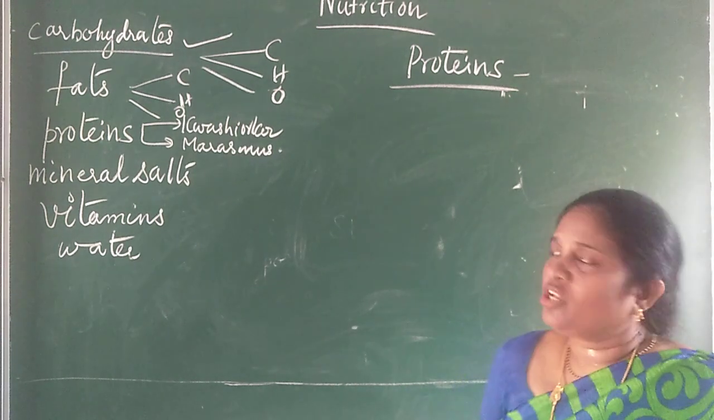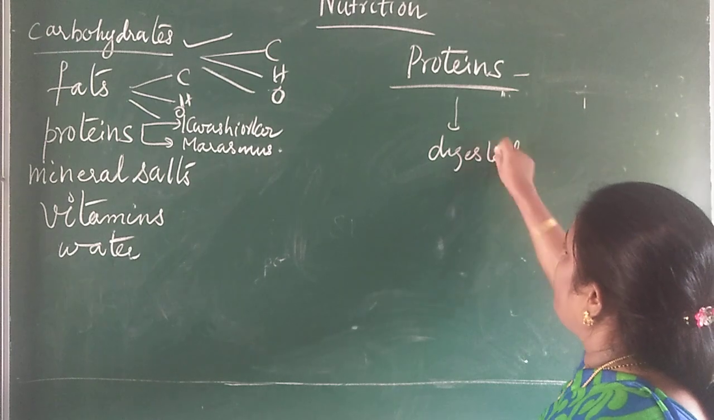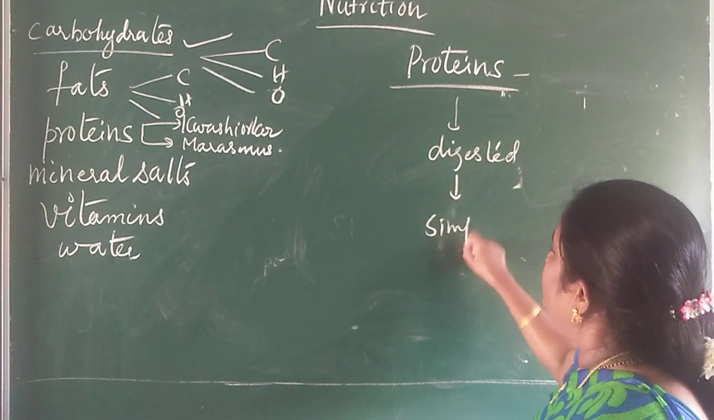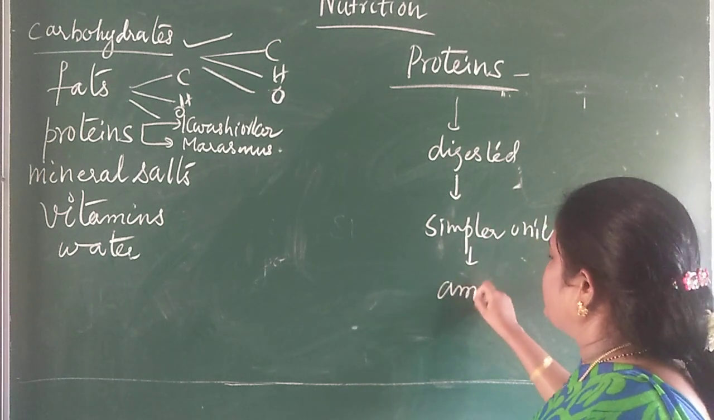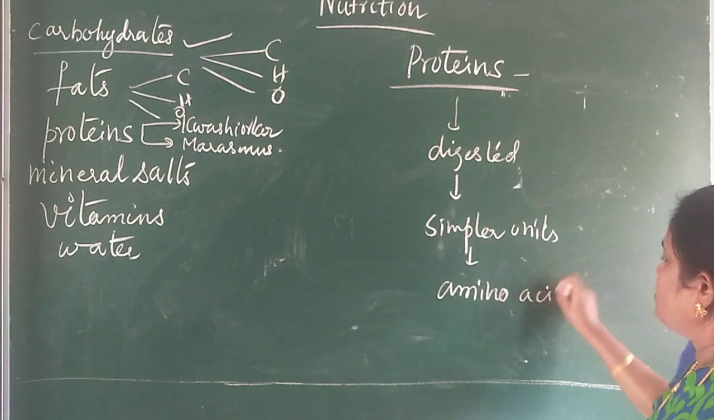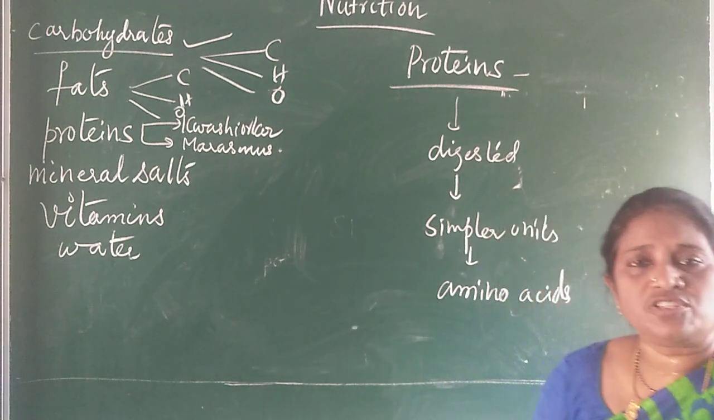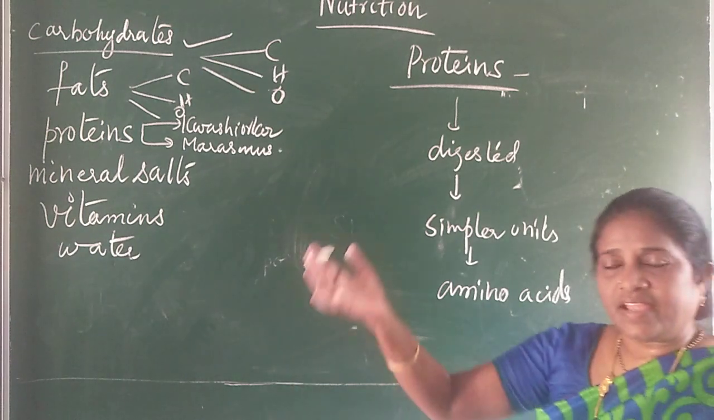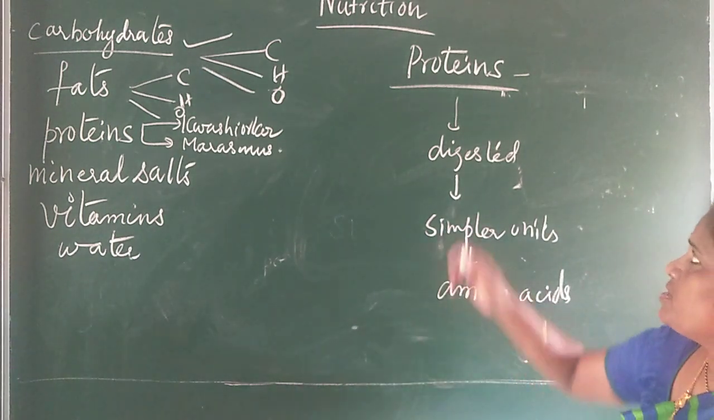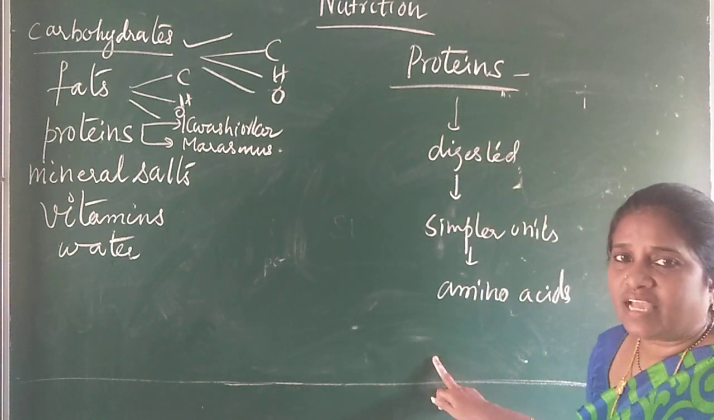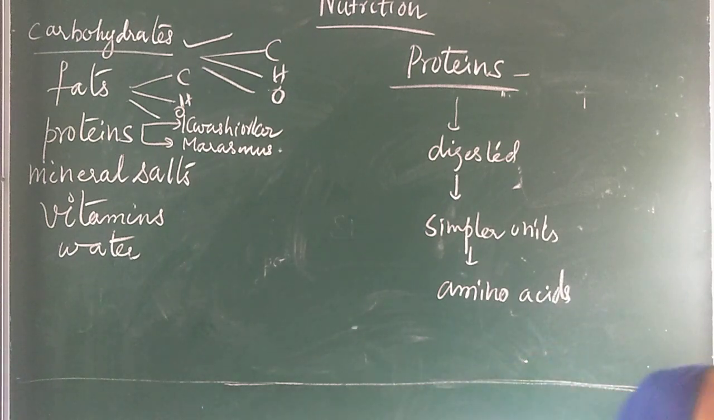Proteins are large molecules which are digested in the body into simpler units called amino acids. So children, just like carbohydrates and fats, even proteins are to be digested. They are taken through an external source of food, and when they are consumed, they are digested by various enzymes into simpler substances called amino acids.